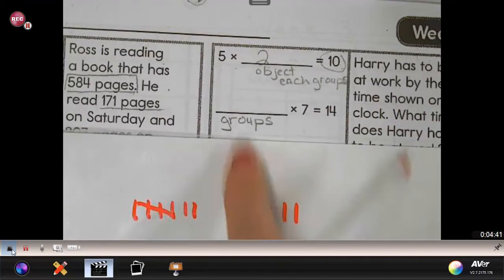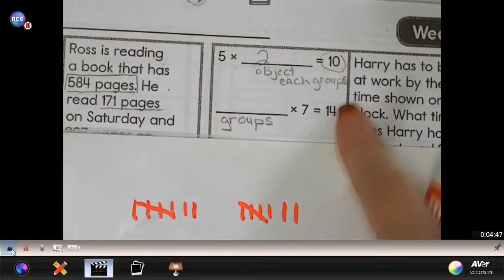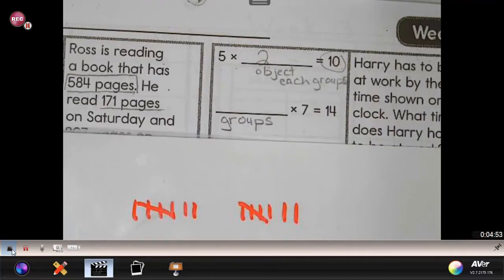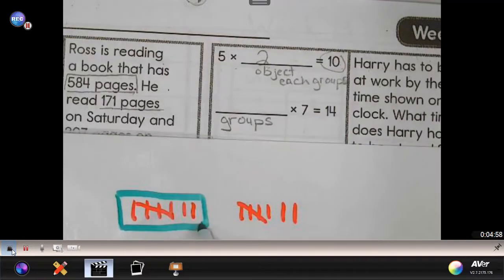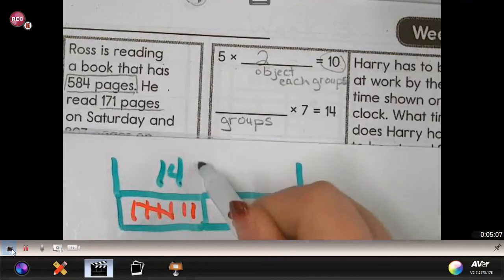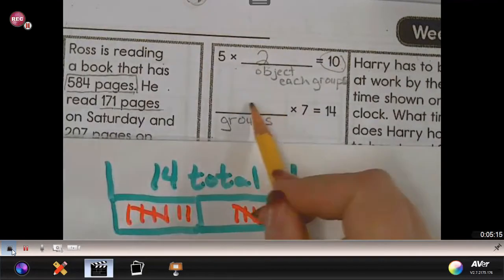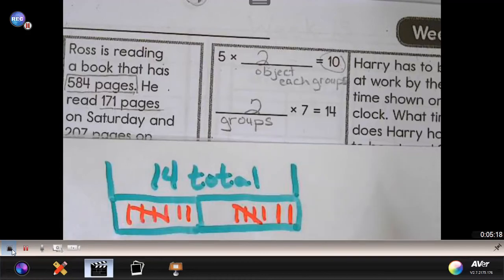Now, I'm looking for my groups. So how many groups of 7 was I able to make when I finished counting my 14 total objects? Well, as you can see here, I had 2 groups. So I can say I have 1 group of 7 and 2 groups of 7, and when I put those together, that gives me my 14 total objects. So now I can come up to my equation here, and I know that I have 2 groups of 7, and 2 groups of 7 is going to give me 14.